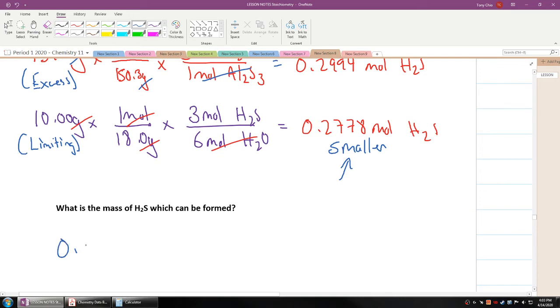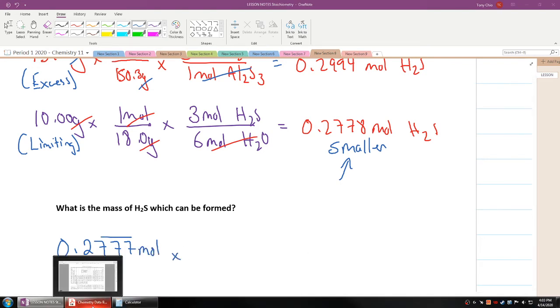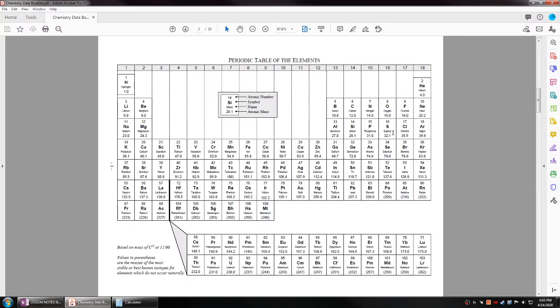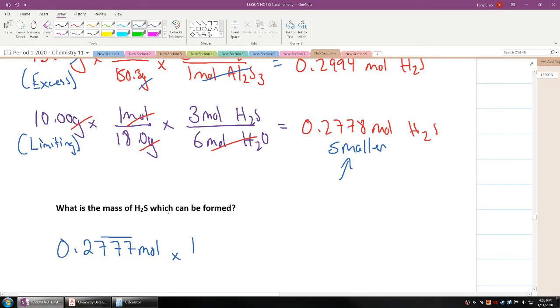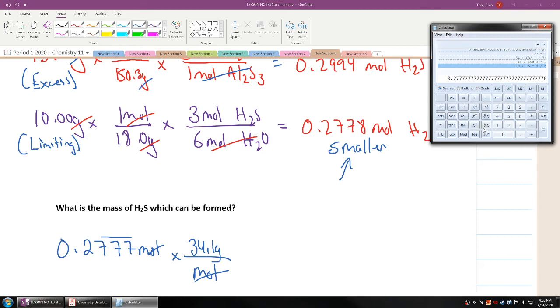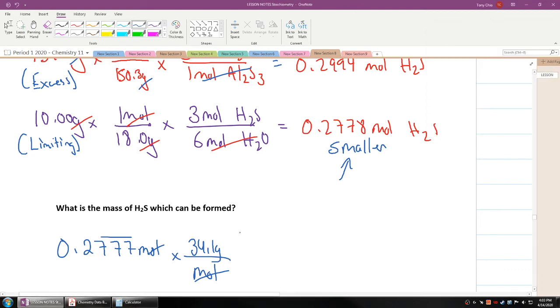So we take 0.2777 repeating, because I don't want to round to the very end, and multiply that by the molar mass of H2S, which we find is 2 plus 32.1, which is 34.1 grams per mole. So you take this and multiply it by 34.1, and you're going to get 9.472 grams of H2S formed.